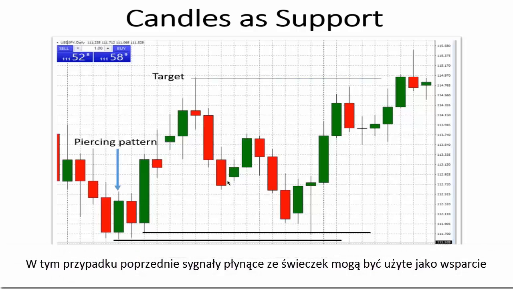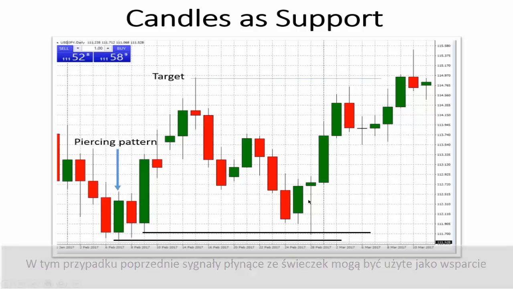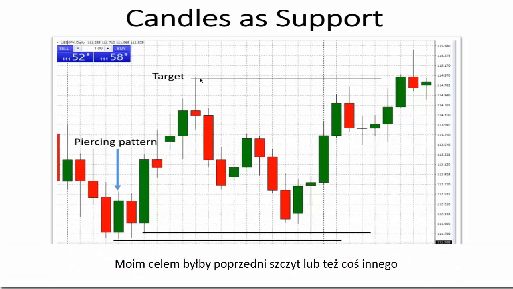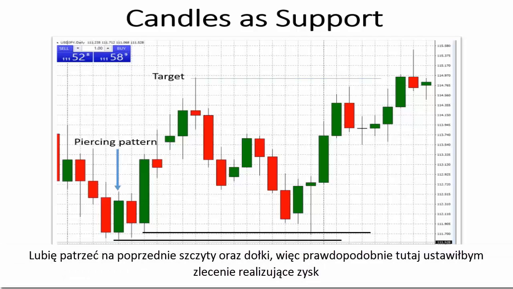The main thing is you could use a lot of these candlestick signals as support or resistance. So the piercing pattern as support and the low here, and my target would just be the recent high. Your target might be something completely different. I like looking at prior highs and prior lows, so this would be my target, and I'd be taking profits either here or on this shooting star.